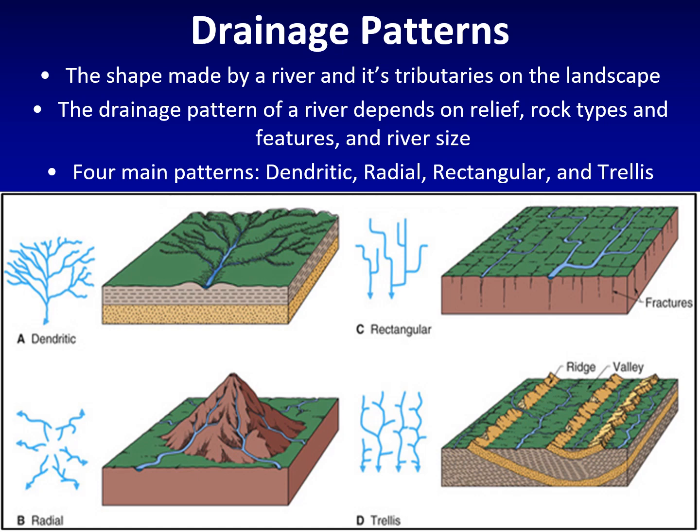And there are four main patterns that you see out there: dendritic, radial, rectangular, and trellis, and we're going to talk about each.